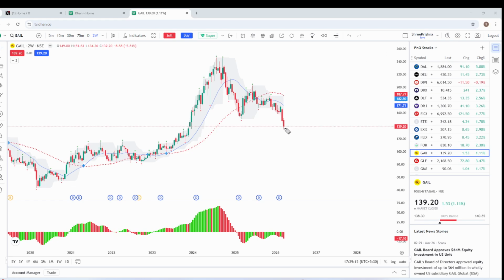GAIL will likely make one more move like this. So it is A, B, C. We are getting one more move like this. Then after that we are getting one more down. This move is coming in GAIL, Gas Authority of India Limited.